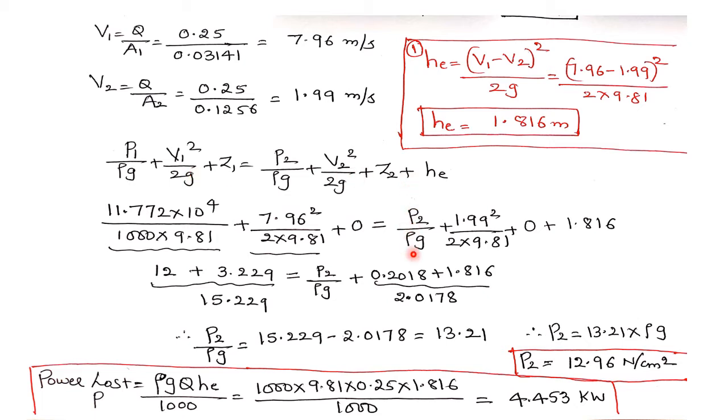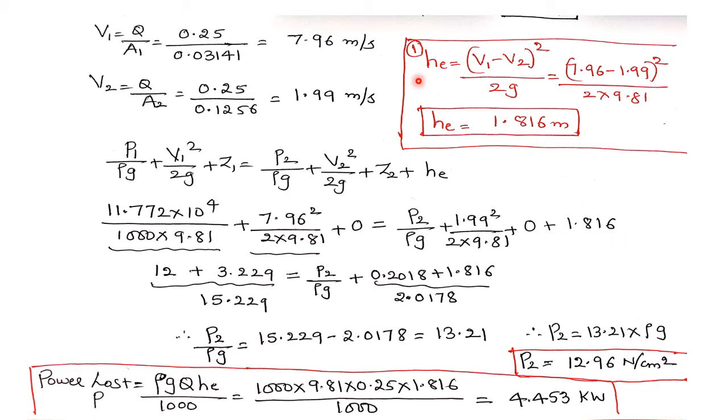So P2 upon rho g, this value we don't know here. Even though we know these values, I have kept P2 upon rho g as it is. So this is V2 square, 1.99 square divided by 2 into g, plus Z2 is 0, plus the head loss due to sudden enlargement. This value I have substituted here.